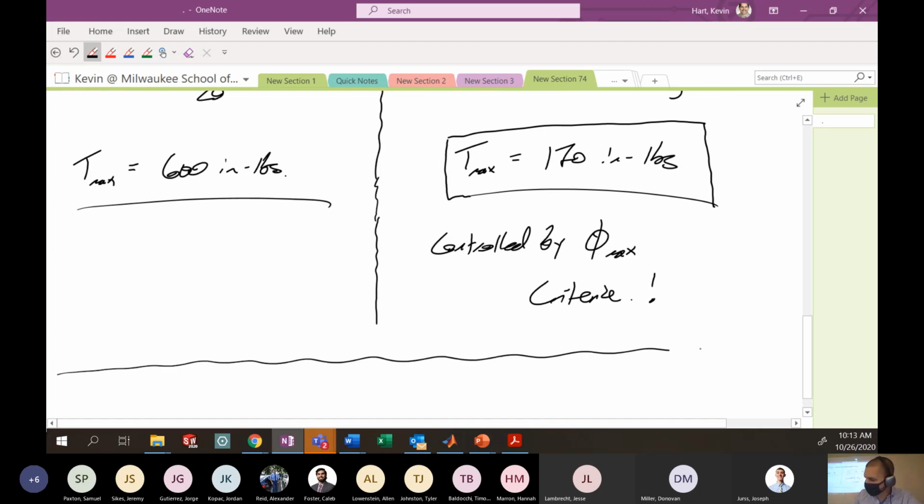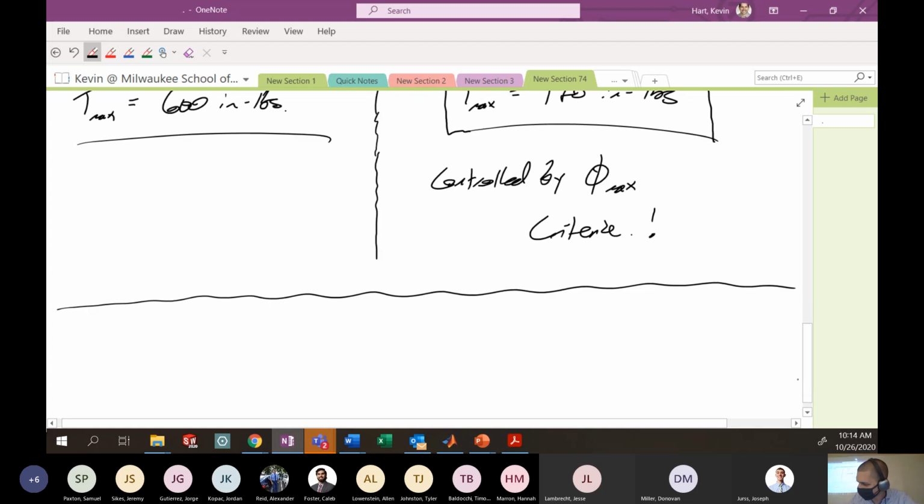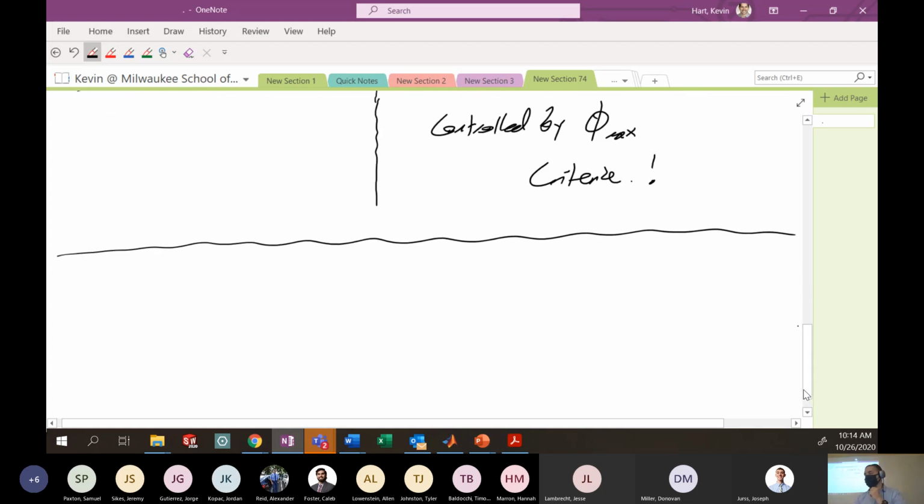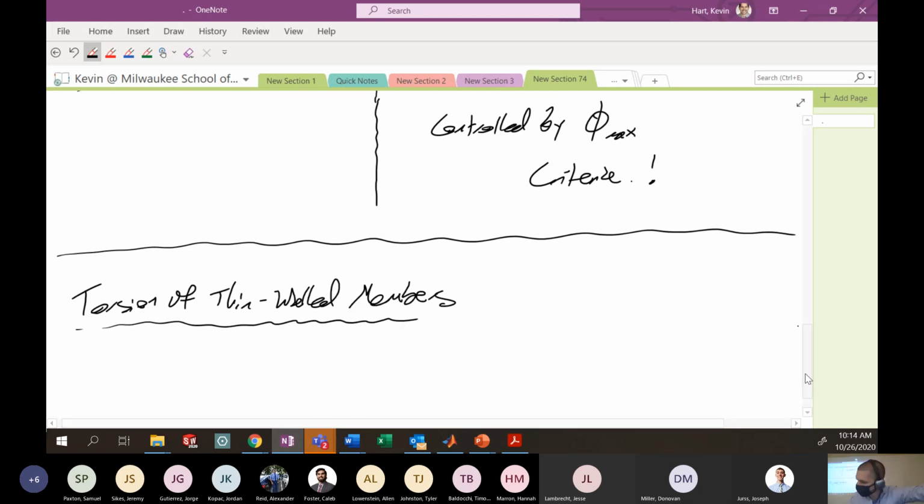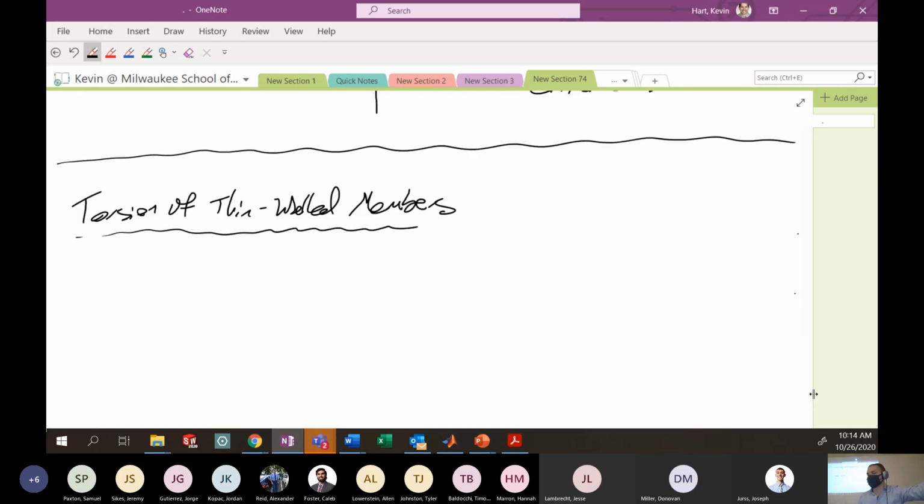All right. So that is torsion of non-circular members. Another thing that we need to talk about, which is sort of equally complicated, is torsion of thin-walled members. So that's going to be the next topic for the class. Okay. And we generally separate torsion of thin-walled members into open and closed cross sections.